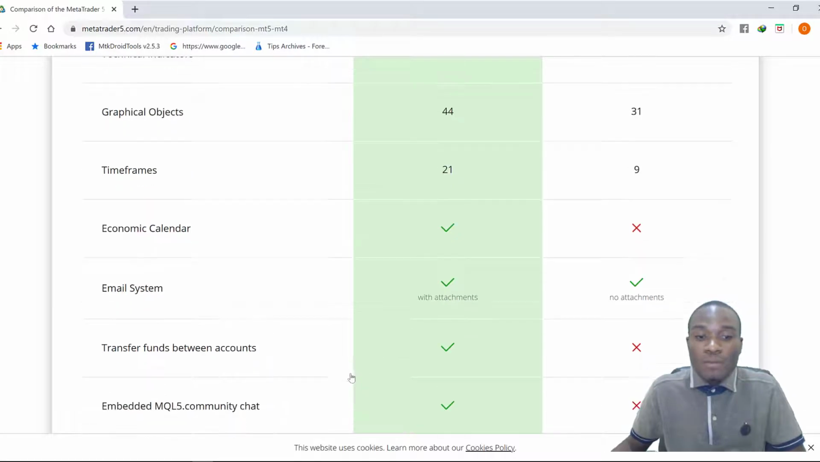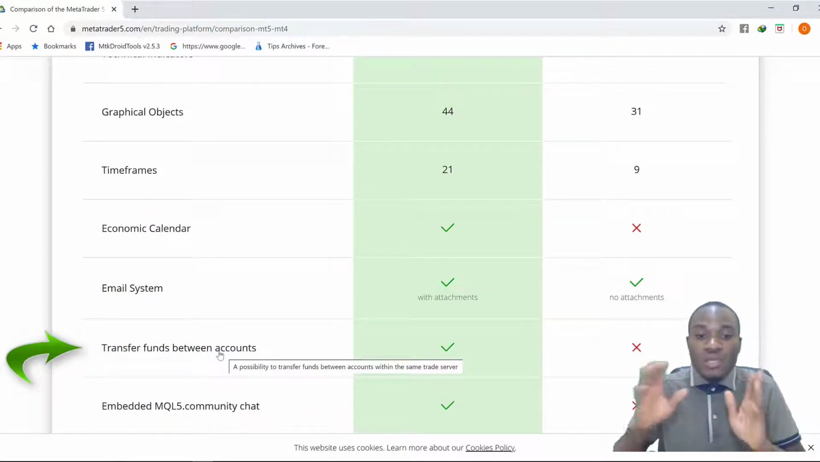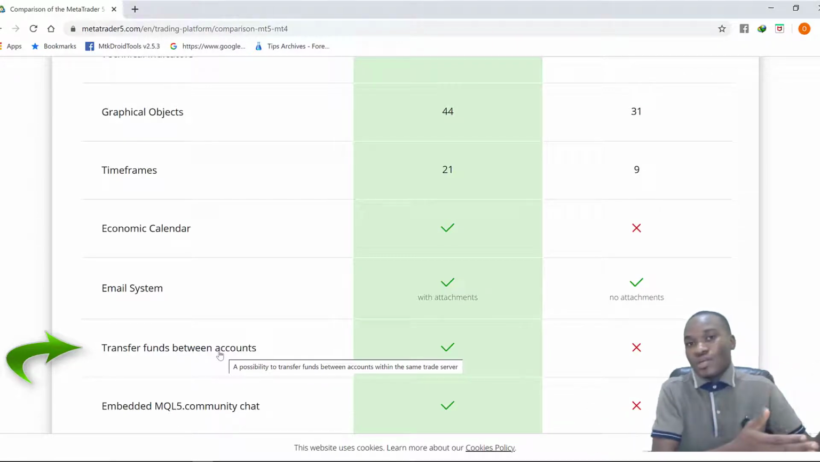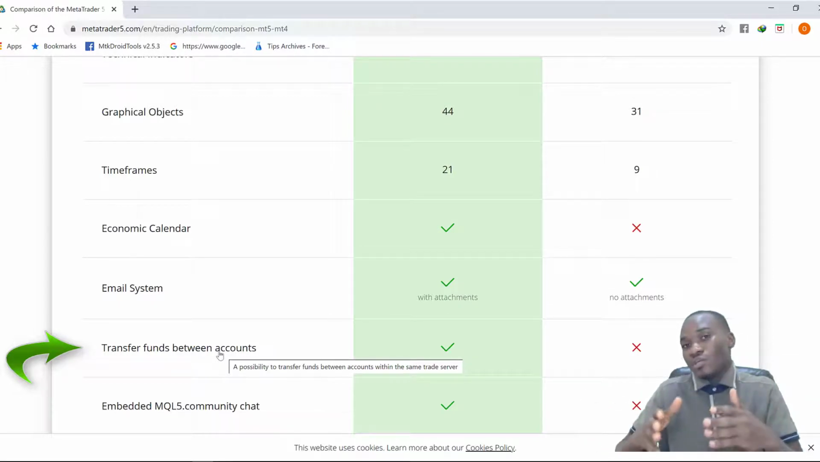And then on the Metatrader 5, transfer funds between accounts. That is a possibility to transfer between accounts with the same trade server. Which means on the Metatrader 5, if you have the same trade server, you can actually transfer funds from one of your trading accounts to another, whereas on the Metatrader 4 you actually don't have this option.